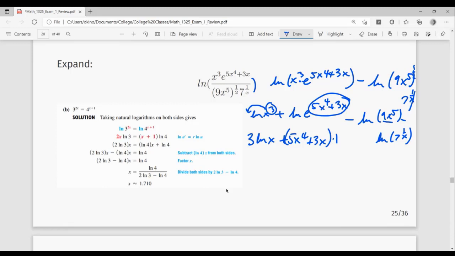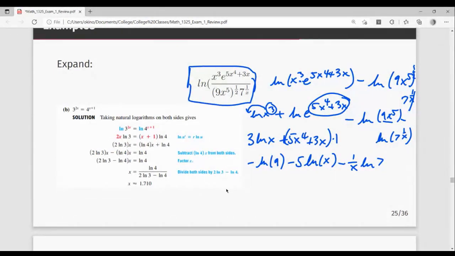I'll write down here, minus natural log of 9, and minus, I'll bring out the 5, so 5 natural log of x. And lastly, minus 1 over x natural log 7. So all this looks pretty complicated, but we were able to simplify it down into something like this, which is a little easier to work with.